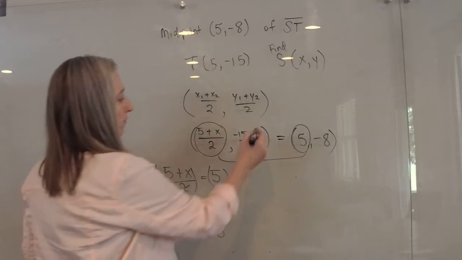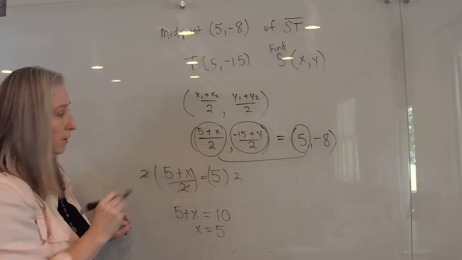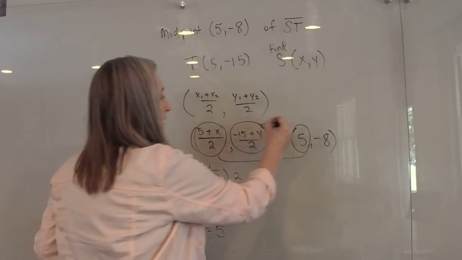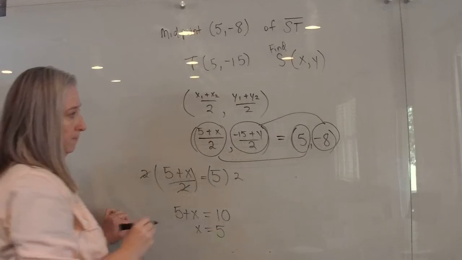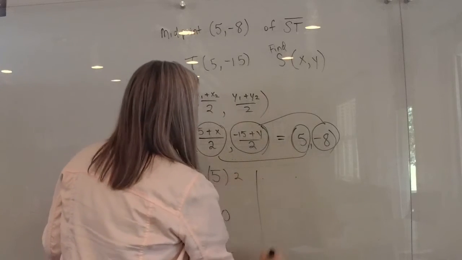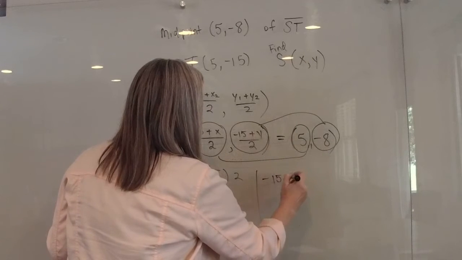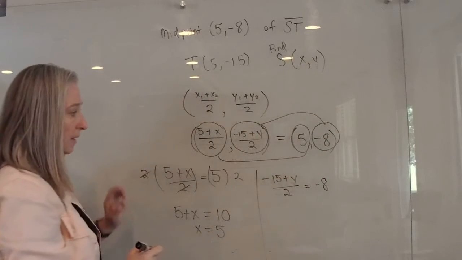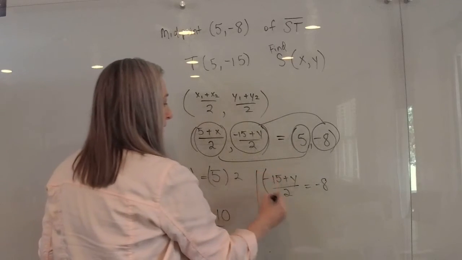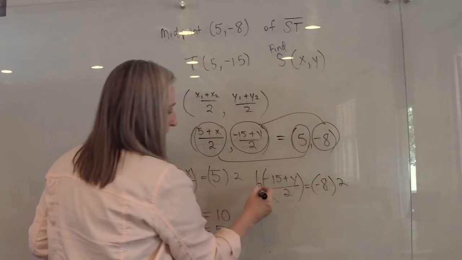And now if I want to find y, I'm going to do the same thing. I'm going to take what my midpoint formula said that coordinate would be, and I'm going to set it equal to what the problem told me that coordinate was. So it'll be -15 plus y over 2 equals -8. And again, to get rid of the 2, I'm going to multiply both sides by 2 so that it cancels on the left.